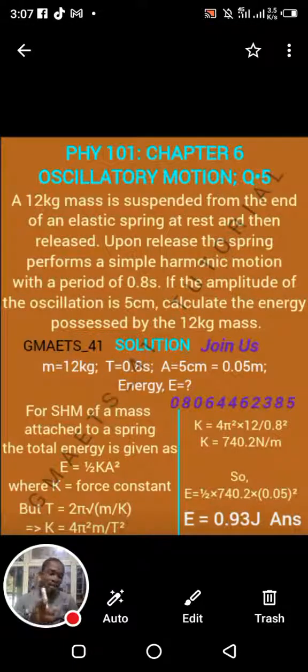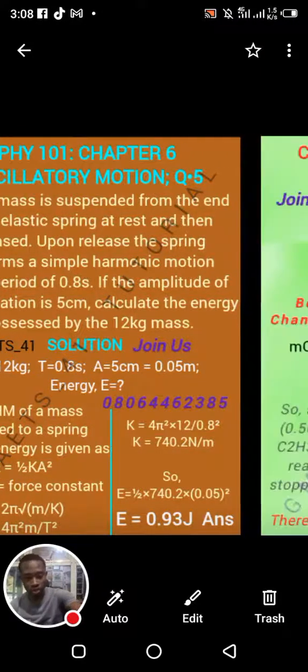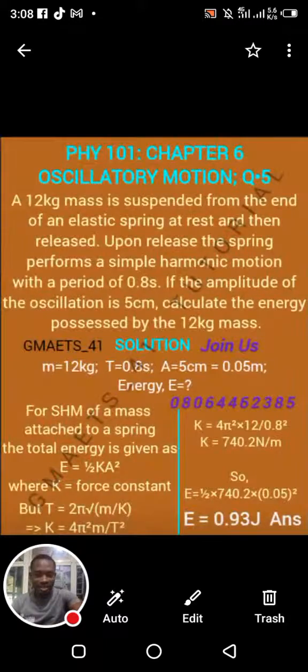The first thing to get your K, you need to use the period of oscillation. Period of oscillation in the case where a mass is attached to a spring is equal to 2 pi square root of mass over the spring constant K. You can see the formula there. So solve for K, which gives 740.2 Newton per meter, and then substitute in that energy equation. Of course, you get the energy of that mass to be 0.93 joule. All right, so you can see that, and that's wonderful.